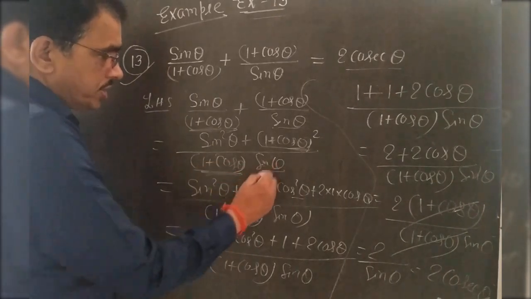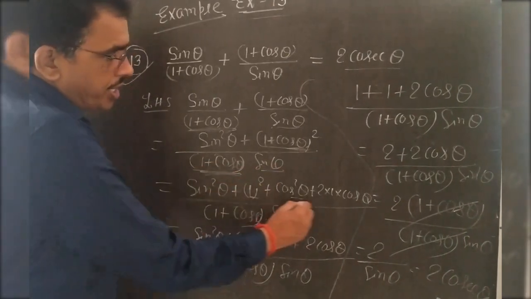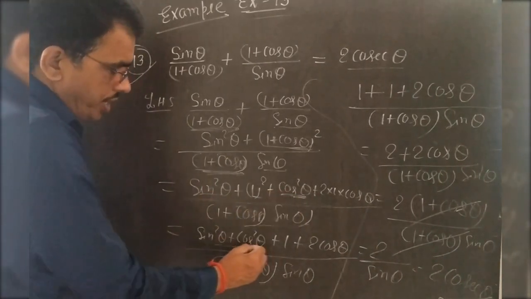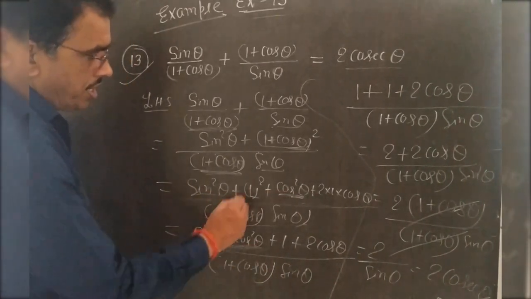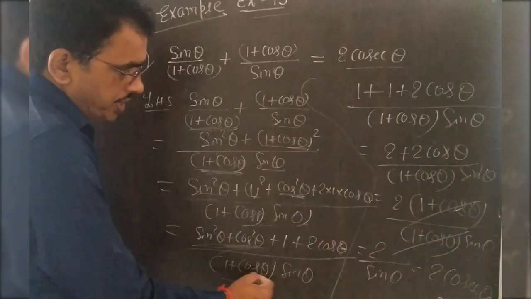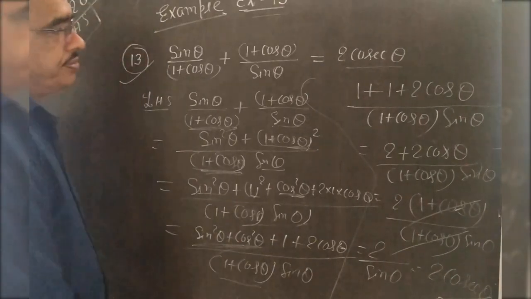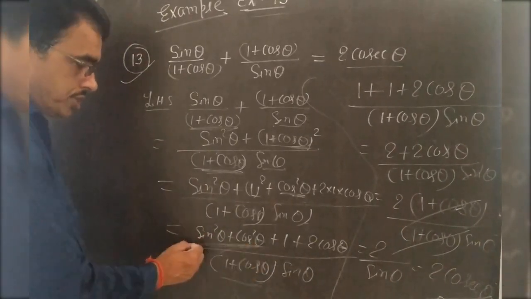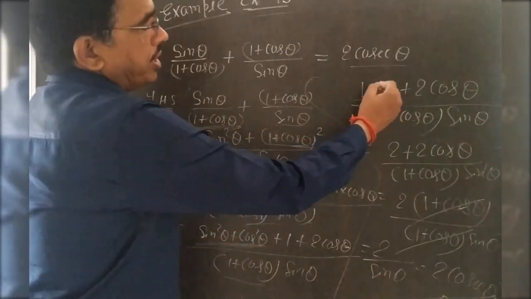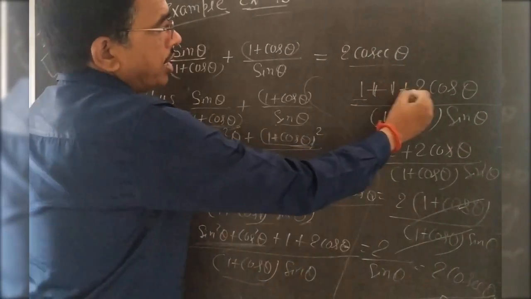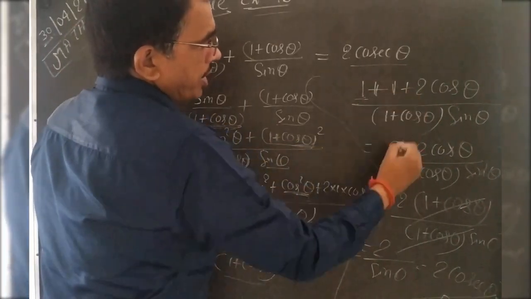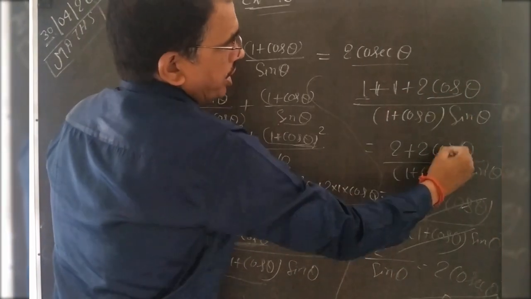So it is a square plus b square plus 2ab. (1 plus cos theta)(sin theta) remain in the denominator. Here is sin square, here is cos square, we arrange them in one place, plus 1 plus 2 cos theta. Sin square plus cos square is 1 because it is the first identity. So we write here 1, plus 1 is there, and plus 2 cos theta. So you get 1 plus 1, that is 2, plus 2 cos theta.